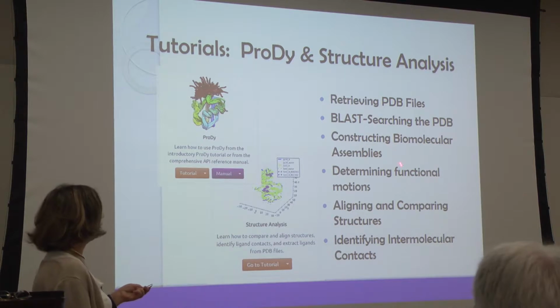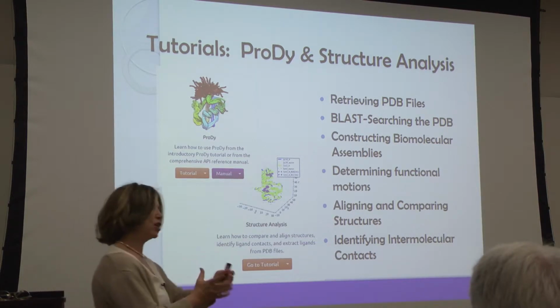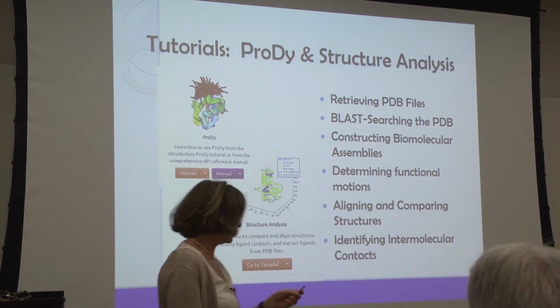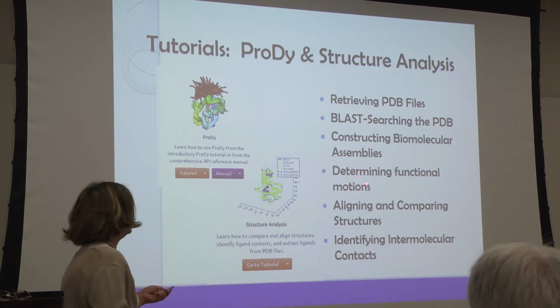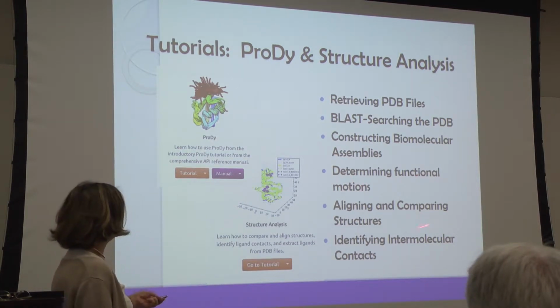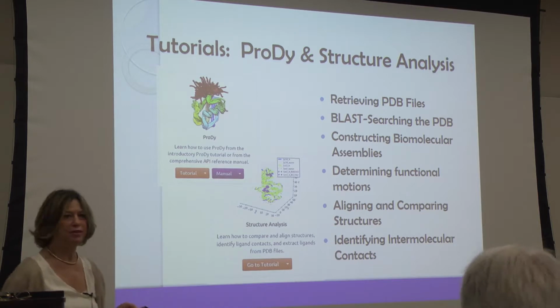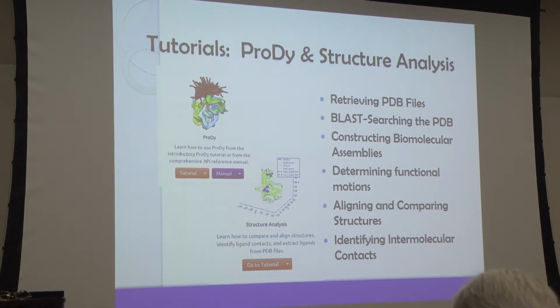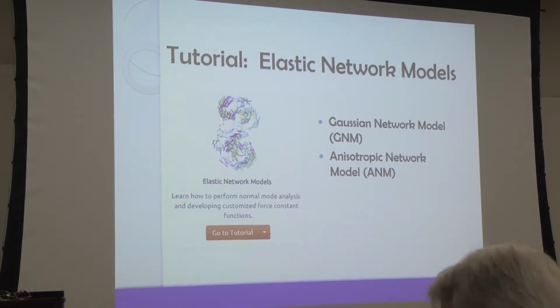You can construct biomolecular assemblies. This type of structural alignment is not so easy, but you can do it easily. And then determine functional motions. You will see these things. You have already seen some. And the two major models behind all the theory are the Gaussian network model and the anisotropic network model, which are explained in detail in that component of the tutorial, elastic network models.